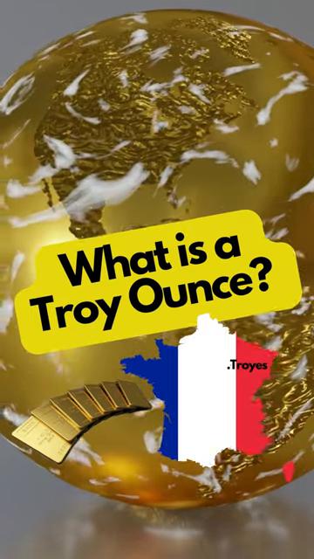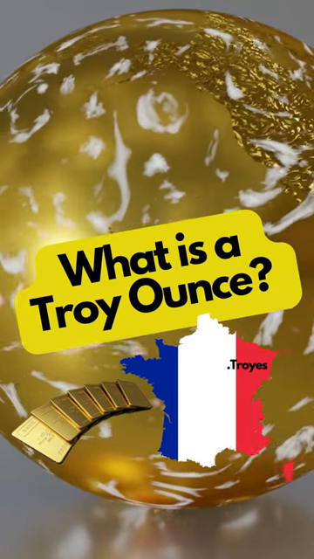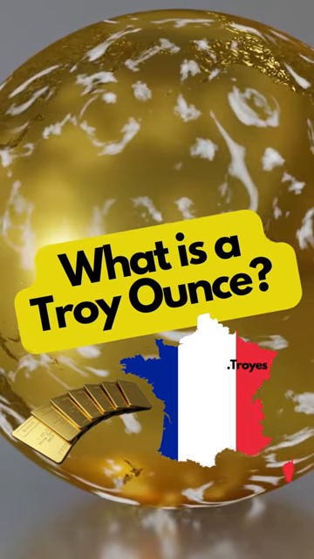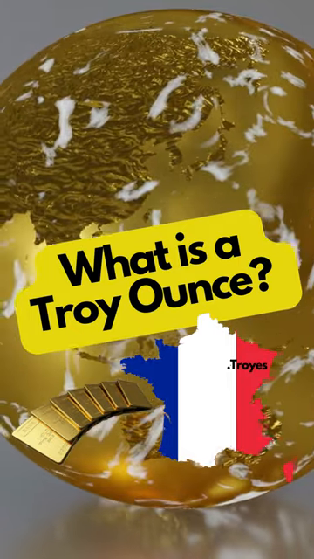It's worth noting that the price of precious metals, such as gold and silver, is typically quoted in dollars per troy ounce. So, when you hear the price of gold quoted as, for example, $1,800 per ounce, it means $1,800 per troy ounce.